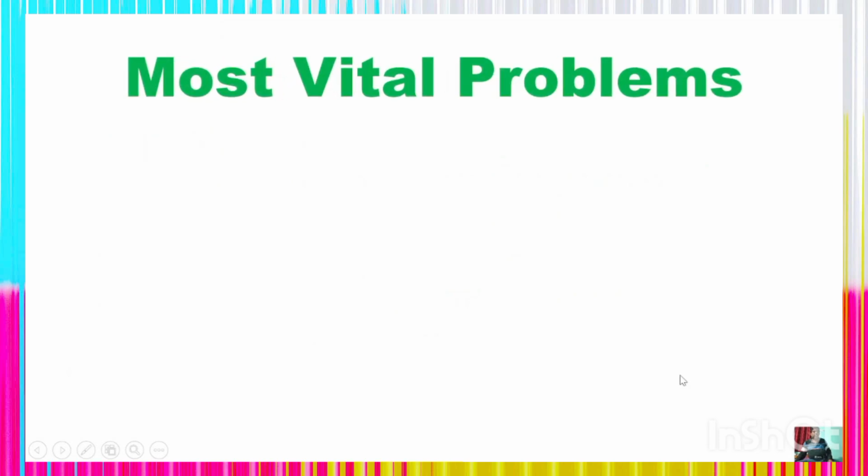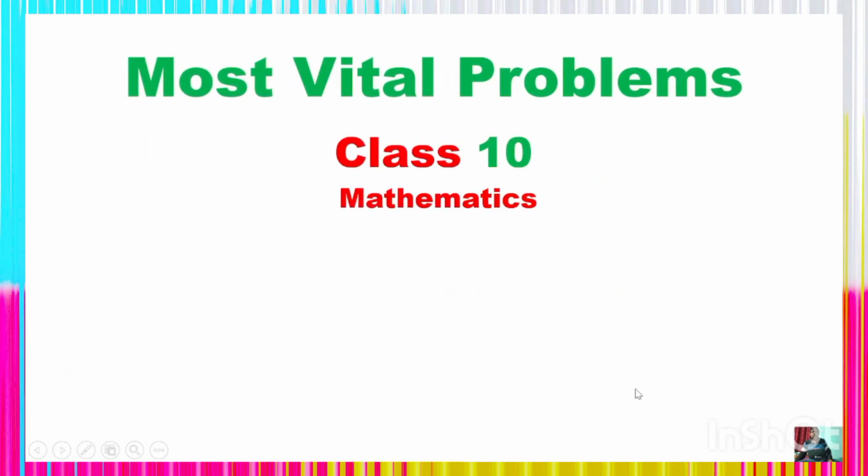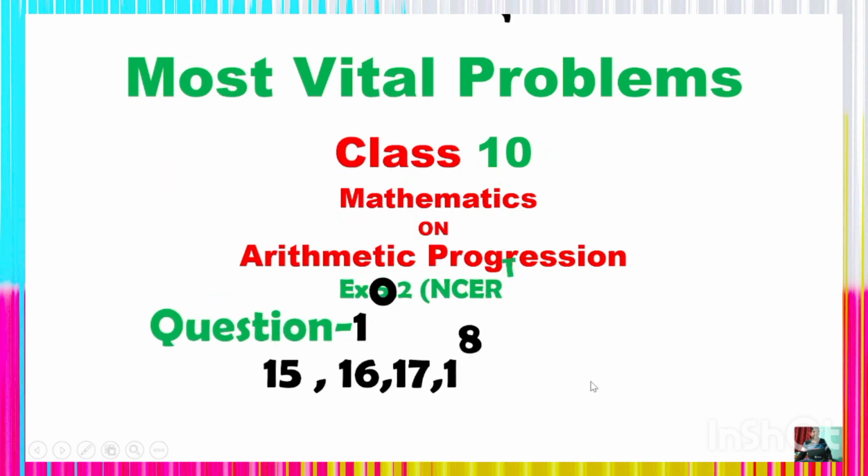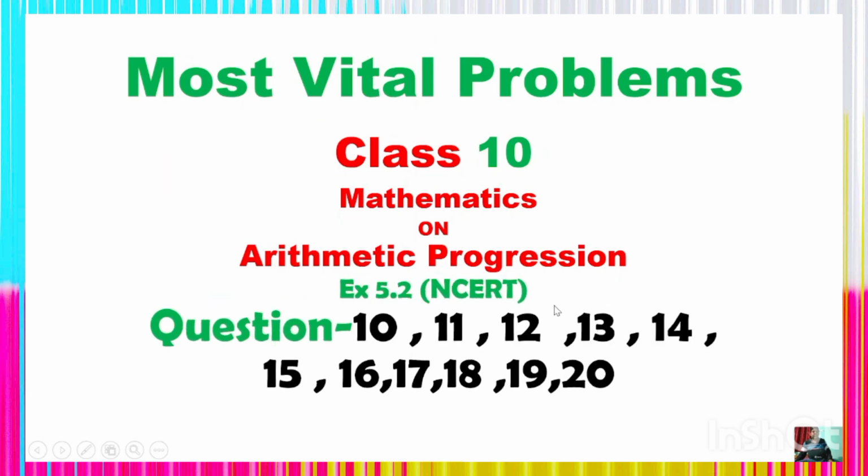Once again, welcome back with most vital problems which I am going to discuss of your class 10 mathematics based on the concept of arithmetic progression. In this class I am going to explain vividly exercise 5.2 of your NCERT book, question numbers 10, 11, 12, 13, 14, 15, 16, 17, 18, 19 and 20. These are the most vital problems. Almost all the problems here I am going to discuss. I hope you will follow it and practice it. Also, at the end of the class an assignment has been given to you for your practice, and I hope you will try the assignment.